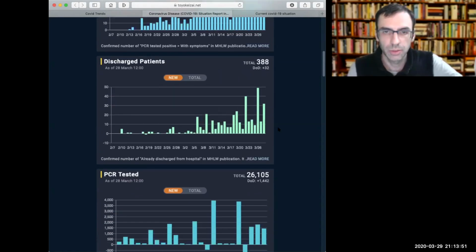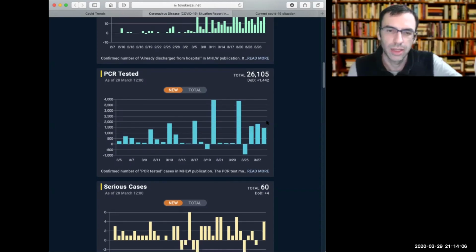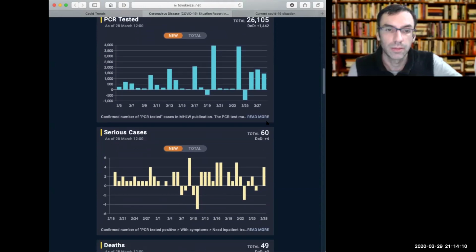These are the number of discharged patients, and hopefully this will continue to rise. PCR tested, it's sort of weird. I don't know why the graph looks like this. I'm not sure why they have such a different number of tests every day. I really don't understand that, but that is the data that we're looking at.